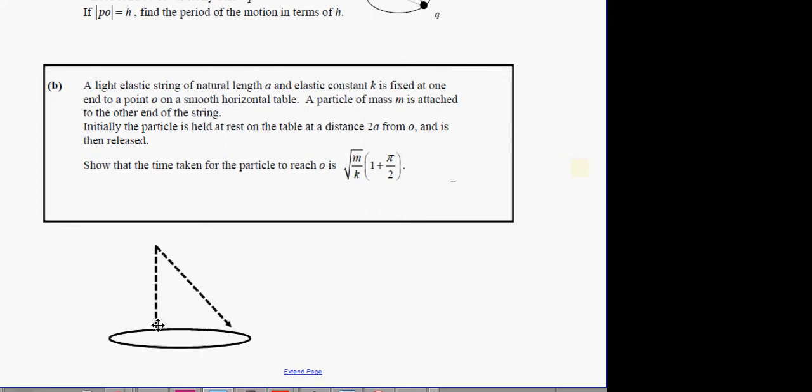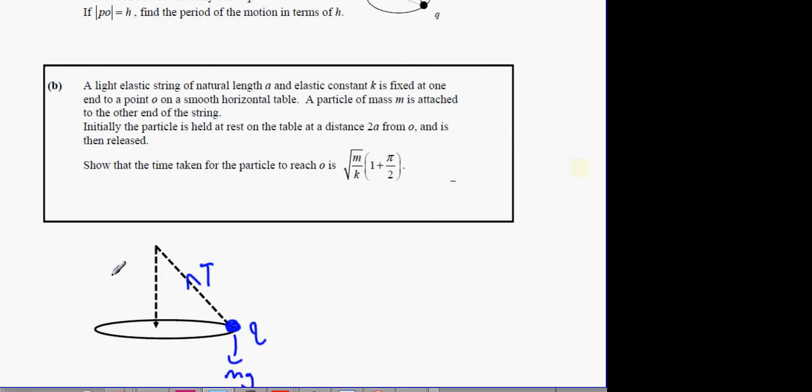Okay, so there's T, which is the tension of the string going upwards. The weight of the particle going directly downwards at point Q is mg, and then we have the height h. Let this angle here be the angle theta. It really doesn't matter if you put theta here or theta up here. It just changes sine with cos.